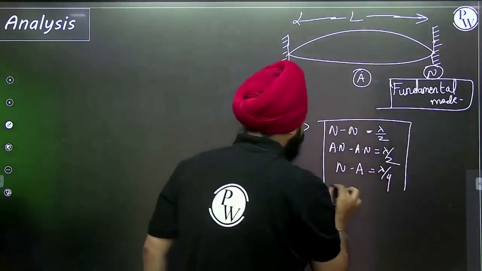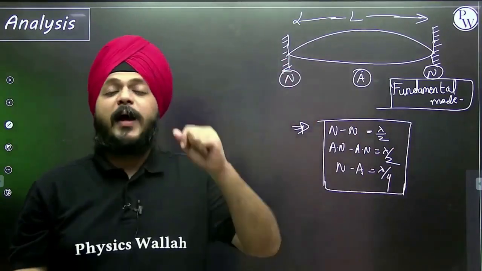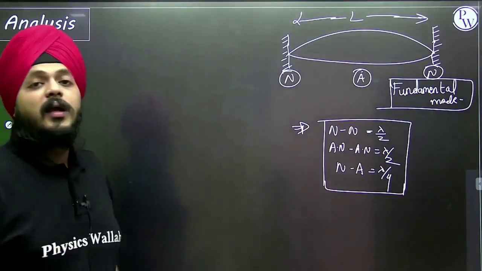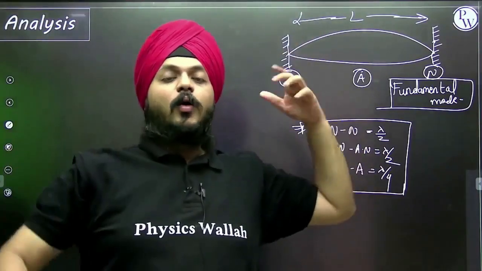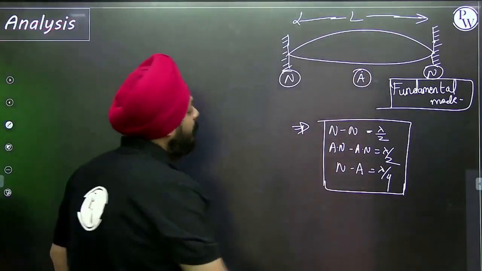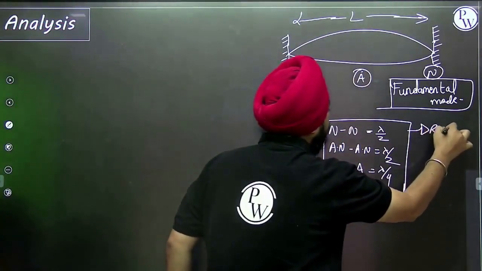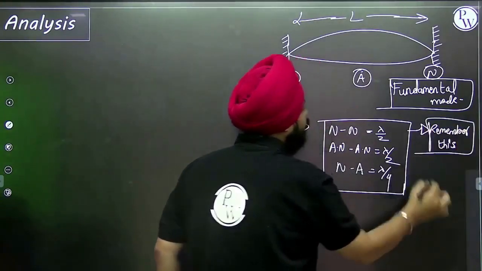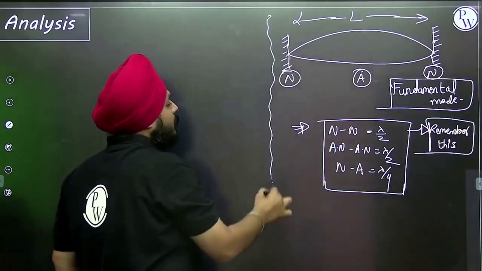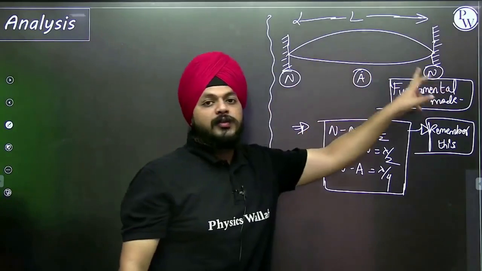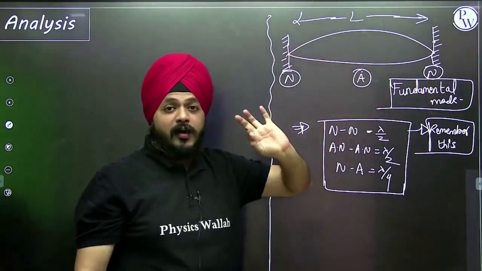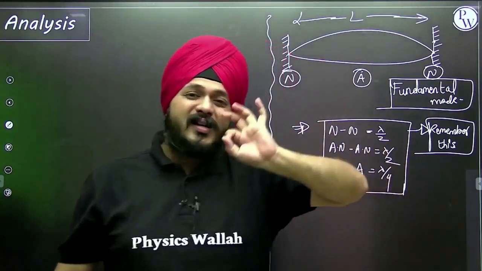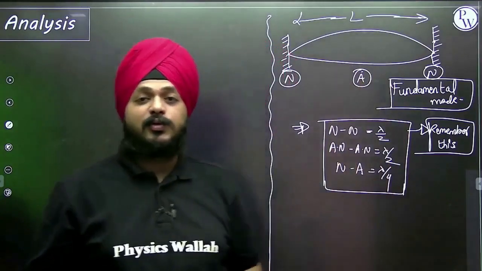You need to remember this if you want to understand the concept of organ pipes in a convenient manner. Now, what is the distance between two nodes? The simplest way I'm talking about. You don't have to remember the first overtone, the second overtone. No, no. You have to just remember the fundamental logic of standing waves.